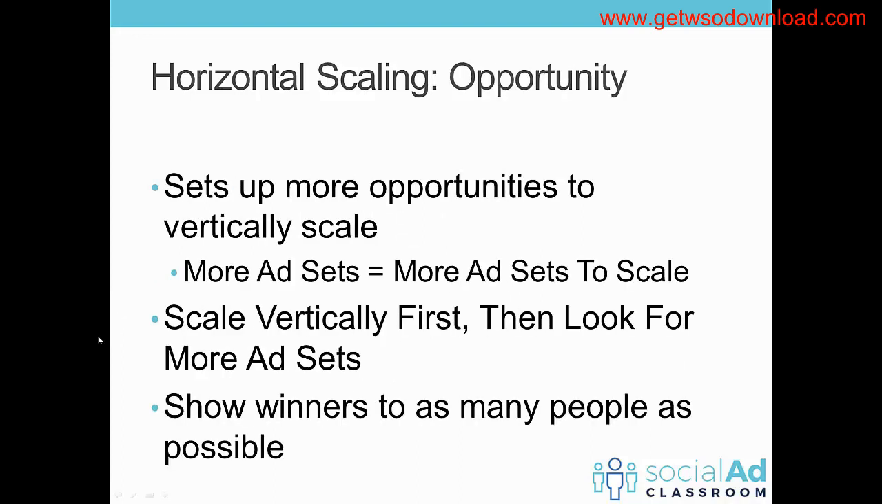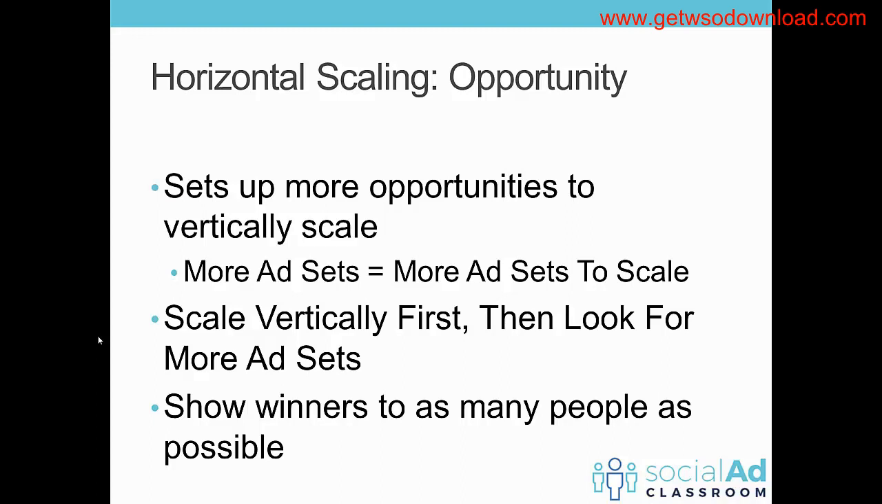Now, we'll talk about opportunity. Vertical scaling is certainly the go-to way to scale for me, but you'll see here how horizontal scaling sets up more opportunities to vertically scale. Horizontal scaling is duplicating existing ad sets and changing the targeting. So that just gives us more ad sets that we're working with. And with more ad sets, we have more ad sets that we're able to scale. So again, we're going to scale vertically first on that first winning campaign. Then we're going to look for more ad sets and scale horizontally into these other ad sets. And then, eventually, we're going to have that opportunity to scale these new horizontally scaled ad sets.